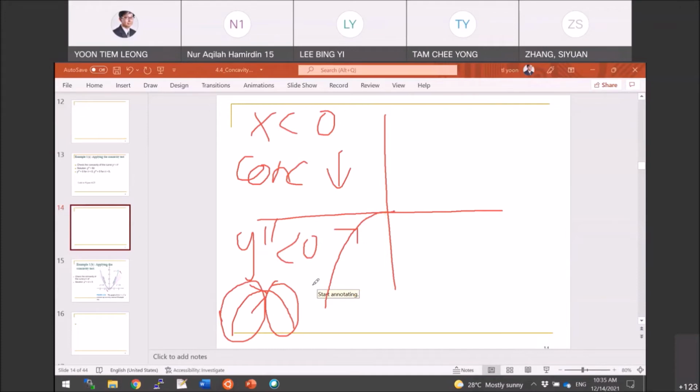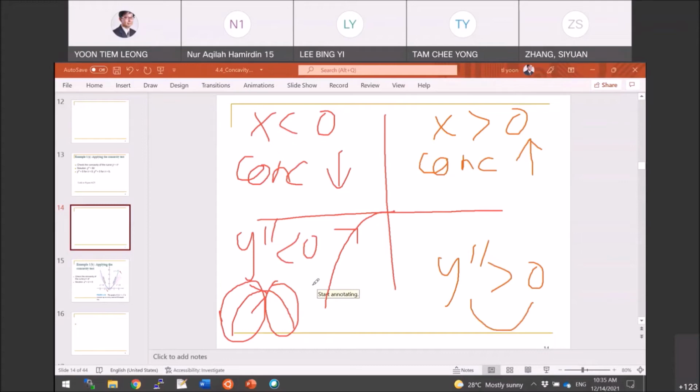Okay, so then in the case of x positive, the y prime prime, as already proven, is positive. Therefore, it has a concavity up. So a graph that has concavity up should look something like this. The graph should have a positive concavity. So it starts from here, then the graph has this kind of concavity. It goes up like that.